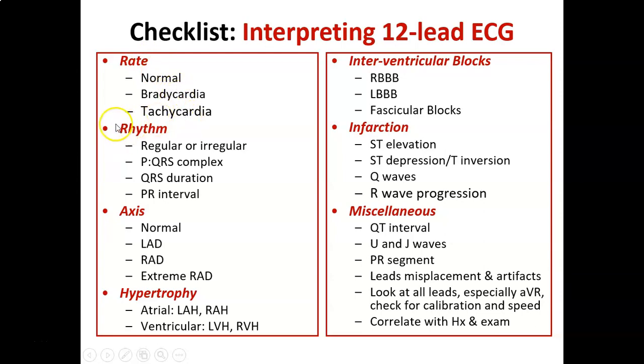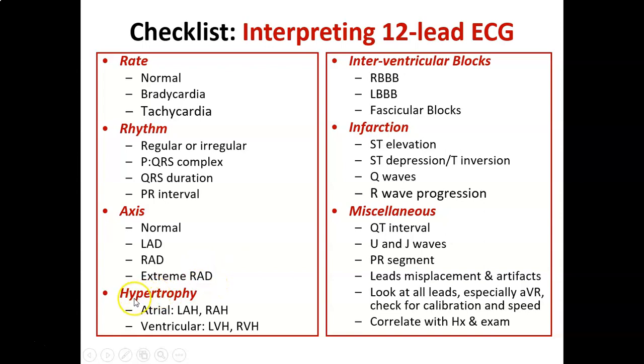Then the rhythm. When you are going to interpret the rhythm, you have to go through these steps, whether the rhythm is regular or irregular. Then the P wave and its relationship with the QRS complexes with a 1:1 ratio, QRS duration and PR interval. Then comes the axis. Axis can be normal. There can be left axis deviation, right axis deviation, or extreme right axis deviation.